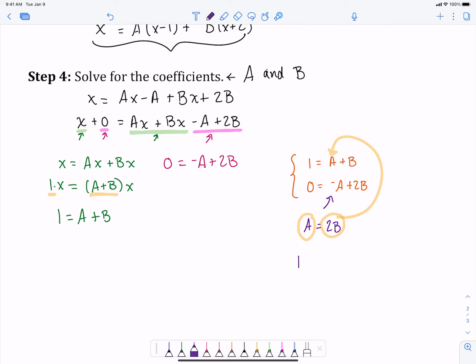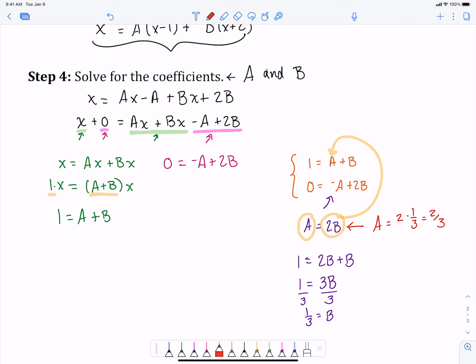So we get 1 is equal to 2b plus b. So 1 is equal to 3b. So dividing both sides by 3, we get 1/3 is equal to b. And then we also have this relationship that we just wrote up here, that a is equal to 2 times b. So a is going to be equal to 2 times 1/3. So it's 2/3.